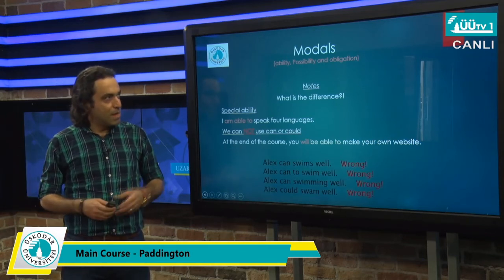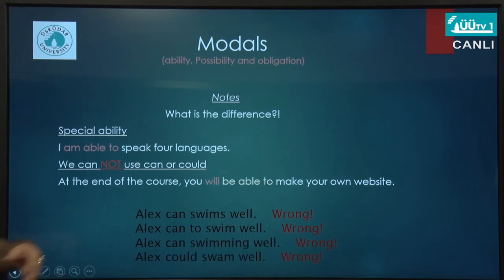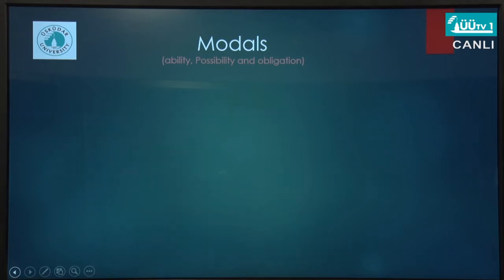Last note about modals focusing on ability is using the base form of the verb, the verb after the modals. The first two sentences can clarify everything. After can or could, we are not allowed to touch the verb. It doesn't take S, to, ing, or even show up in the past form. After modals, we use the base form of the verb.